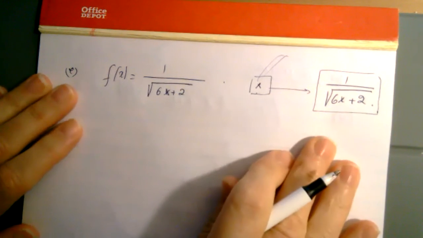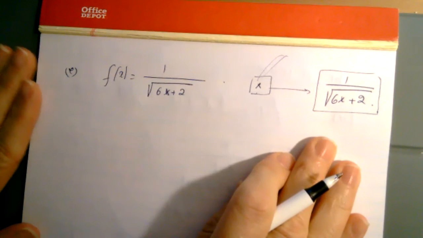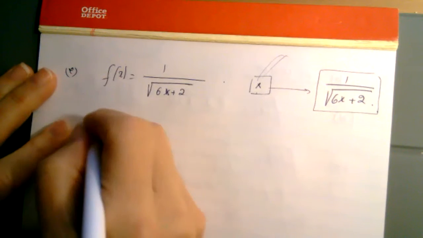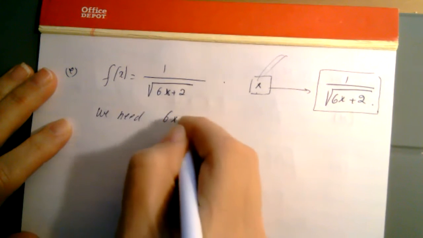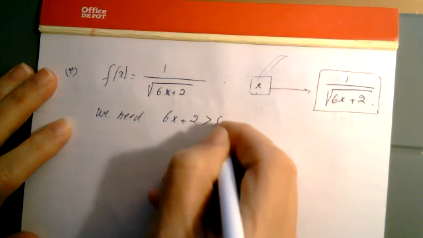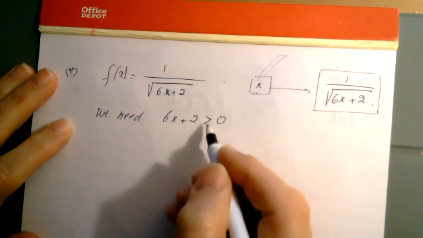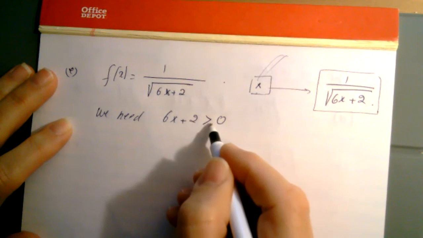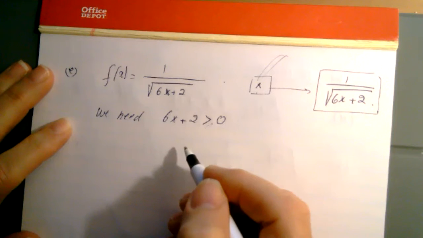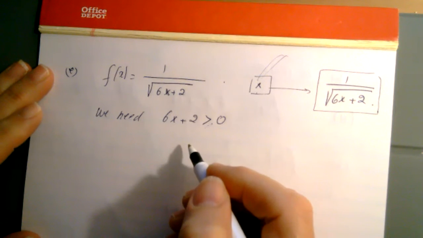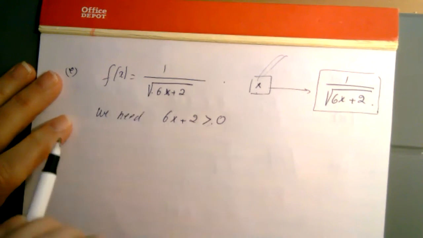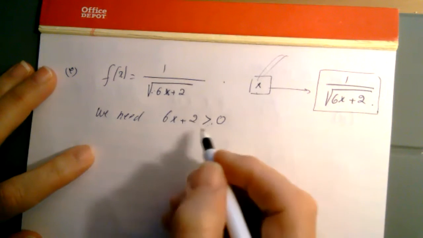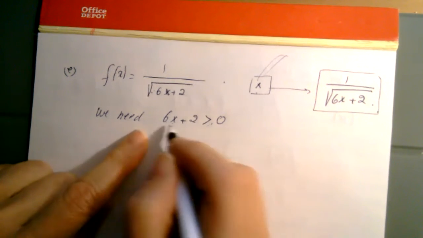All right, what did you guys get? Would it be 6x plus 2 is greater than or equal to 0? That's what we need. We need every x that makes this positive. But here, can we put the equality sign or not? It should be strictly positive. We cannot have 0 because 0 will make the denominator 0. Now it's a simple inequality to solve.